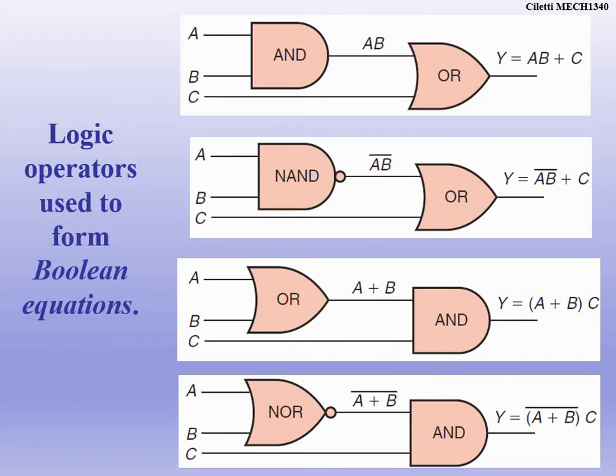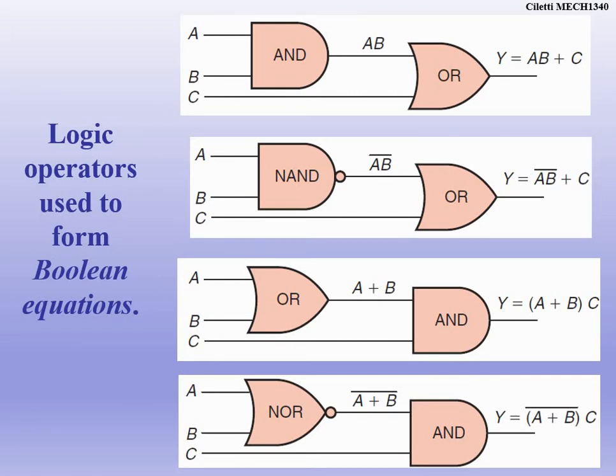We have A or B, so we write the output there as A plus B, and then that's ANDed with C. So notice how we have to put A or B in parentheses, and then it's multiplied by that C at the end, showing that it ANDs. And from algebra, you can actually distribute that. So that can become AC or BC. You can distribute that C through the expression if you need to.